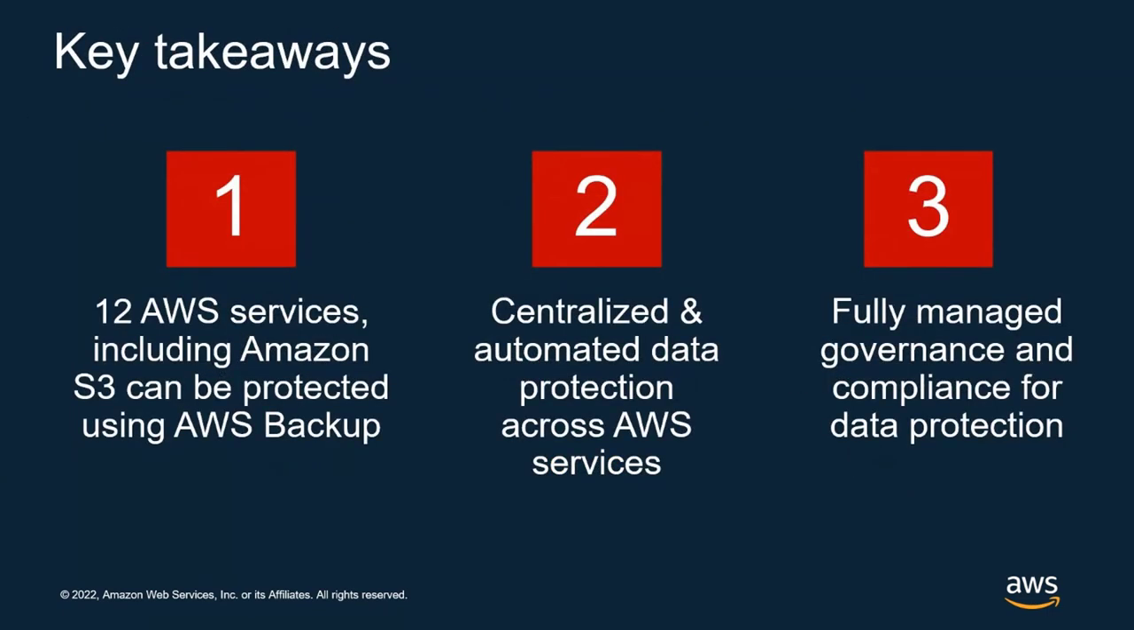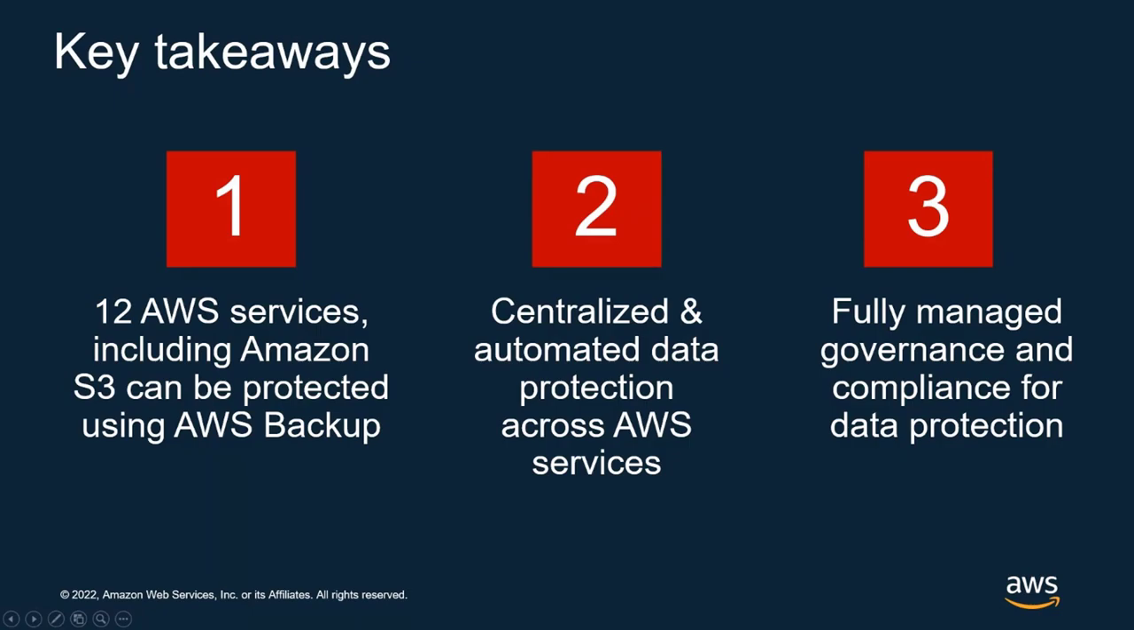So here are the key takeaways. AWS Backup allows you to centrally automate backup for 12 AWS services using Amazon S3. AWS Backup centralizes and automates the data protection across multiple AWS services, and it protects your data with multiple layers of security. And it also allows you to restore your data with a few simple clicks. AWS Backup provides you a fully managed governance and compliance for data protection. You can use the advanced controls in AWS Backup to ensure that your backups are compliant with your data protection requirements. So this is it from my side.